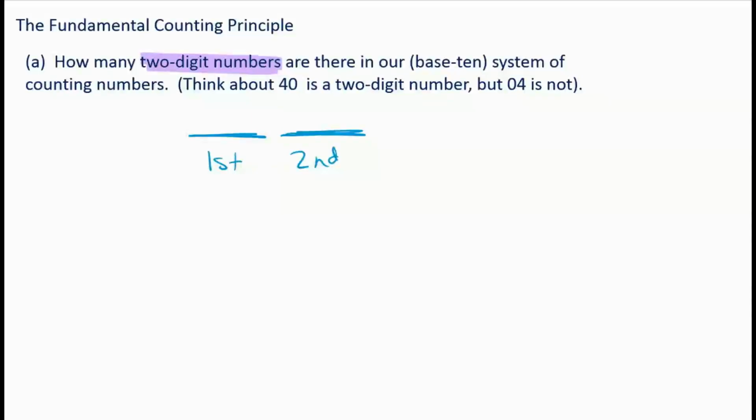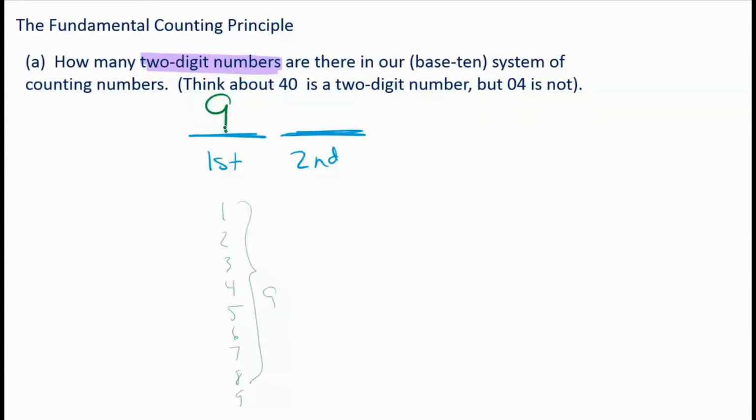Okay, well, let's think about our options. It can't be 0. 0 cannot be a first number in a 2-digit number. So we could use the number 1, 2, 3, 4, 5, 6, 7, 8, or 9, right? How many numbers is that? That's 9 options. So we have 9 ways to pick the first digit.